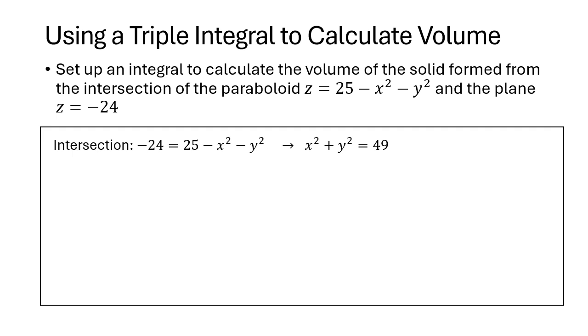We can solve it for y to get lower and upper bounds of negative square root 49 minus x squared and positive square root 49 minus x squared for y. For x, because it's a circle and because 49 is equal to 7 squared, the lower and upper bounds for x are negative 7 and 7. This gives us our triple integral.